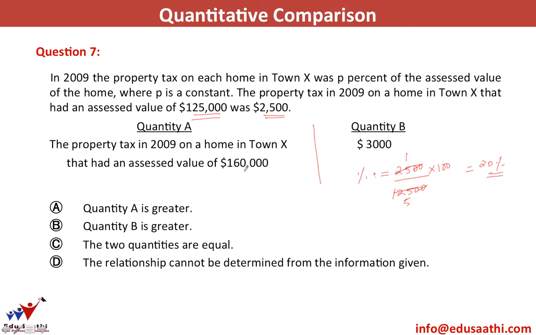Now the property tax on an assessed value of $160,000 will be again 20% on $160,000. So if you just calculate 20% on 160,000, it is coming out to be $3,200. Now if I compare it with quantity B, I would get option number A as my answer. The property tax is more than $3,000.